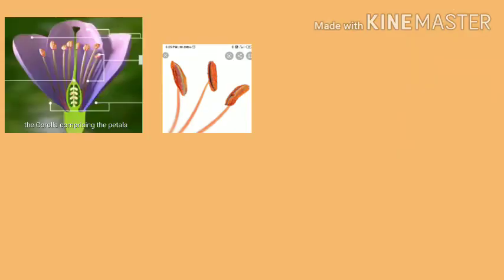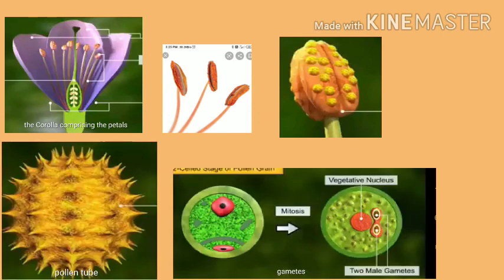In short, this is the development of the male gametes in plants. Number one is the flower, number two is the androecium, number three is the anther, number four is the pollen grain, number five is the generative cell, and number six is the male gamete.